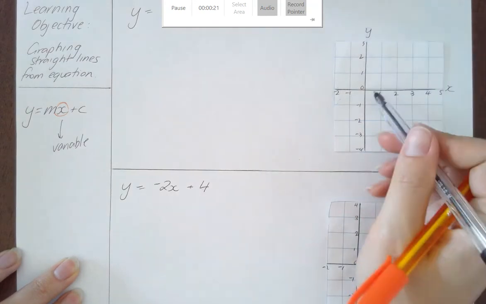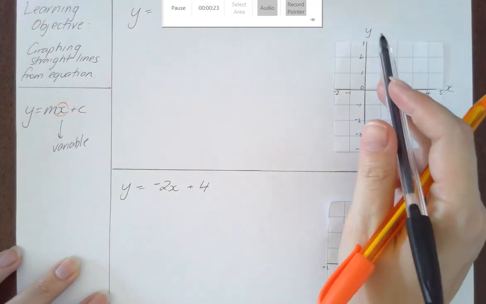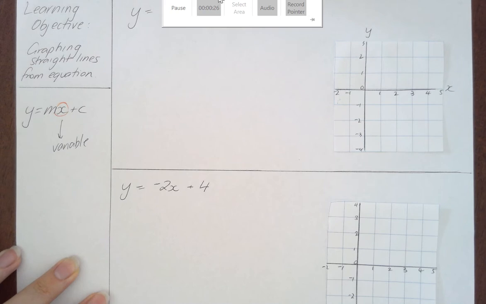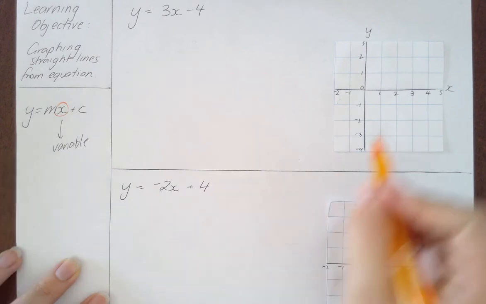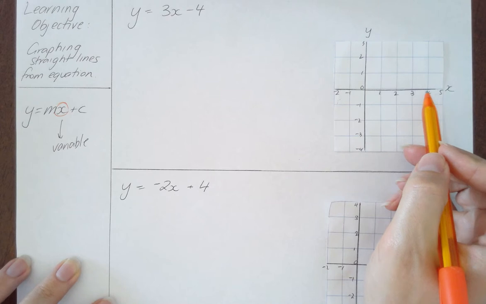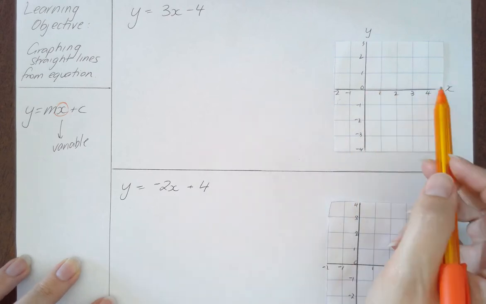If we have a look across here at our axes, this being our x, this being our y, as x changes, the y value will change. That is exactly what the x is. It can be any of these numbers. It doesn't matter. It will all be part of this line.